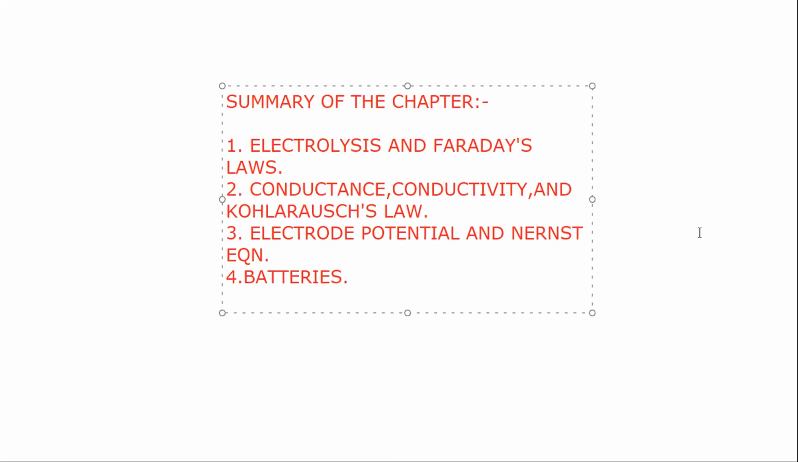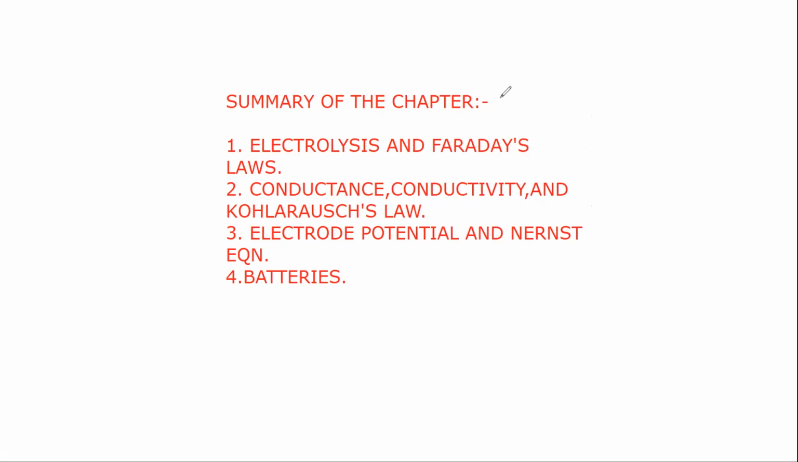In this chapter, definitely you will get questions based on electrolysis and Faraday's laws, and conductance, conductivity, and Kohlrausch's law. We have done numericals. All those models are important. And apart from that, electrode potential and Nernst equation. In electrode potential and Nernst equation, we have five types of problems. I'm writing the types of problems in the summary also, just with the Zoom pen.